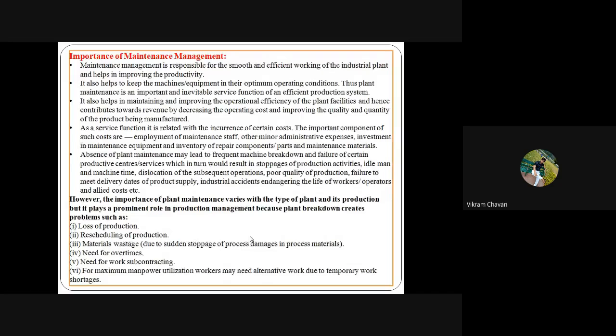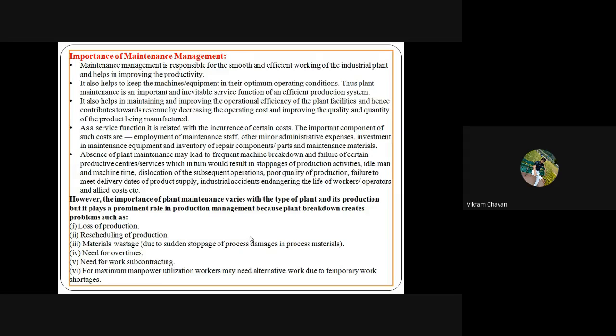Okay, so what are the consequences that any industry has to face if there is no maintenance department? First one is nothing but loss of production. There will be an efficiency reduction of the production department, so that it will be a loss of production.